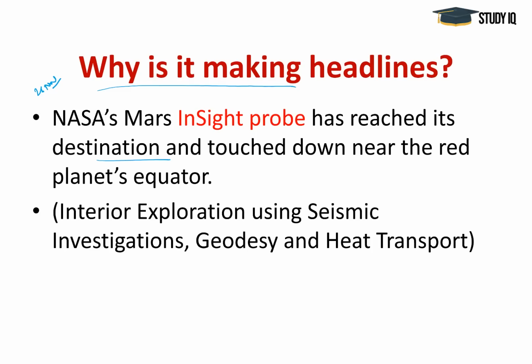And finally, it touched down near the red planet's equator, at a specific place known as Elysium Planitia. It was chosen by NASA because they saw that it is a flat surface and could be a good parking lot for the InSight lander to land.